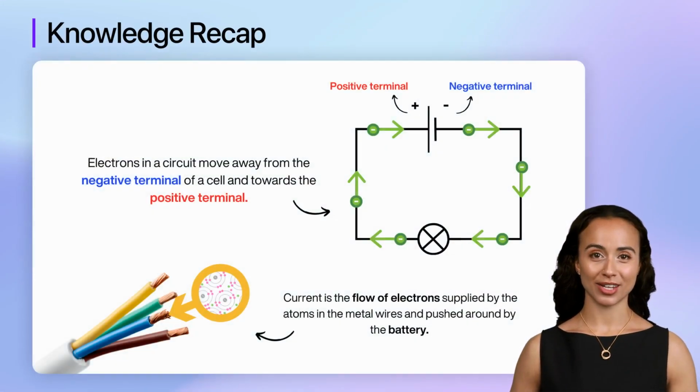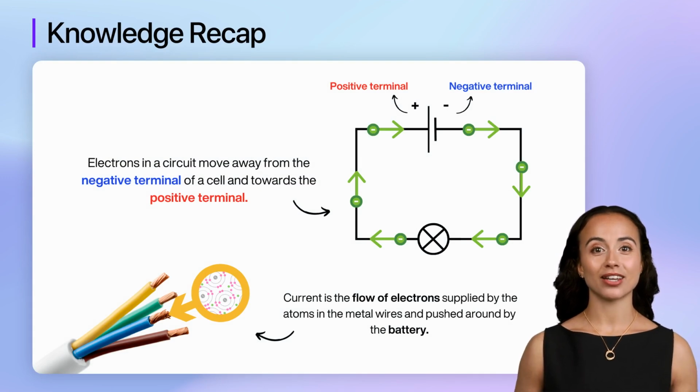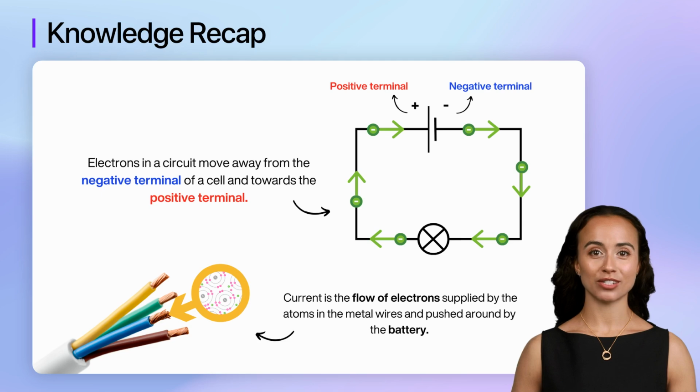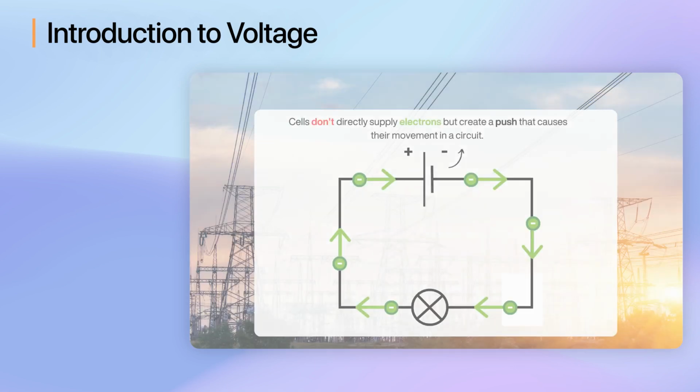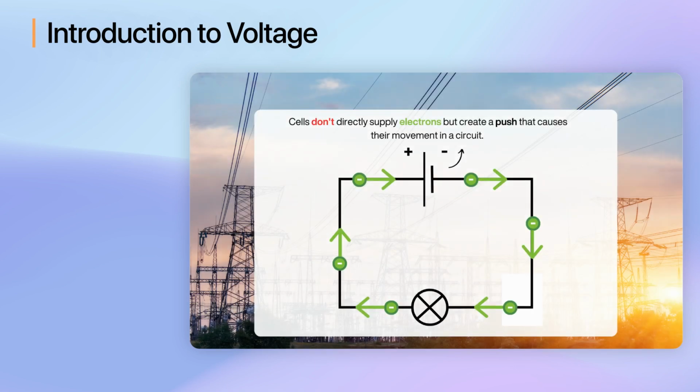So far, we have discussed how electrons flow in a circuit. We established that cells don't directly supply electrons, but create a push that causes their movement. You should also be familiar with current. In our previous discussion, we learned that cells don't directly supply electrons, but create a push that causes their movement in a circuit. This push is what we call voltage. Let's explore it further.